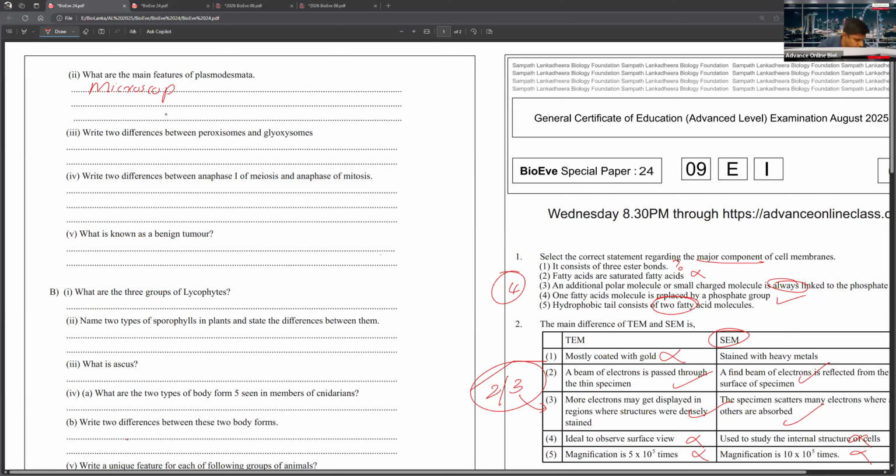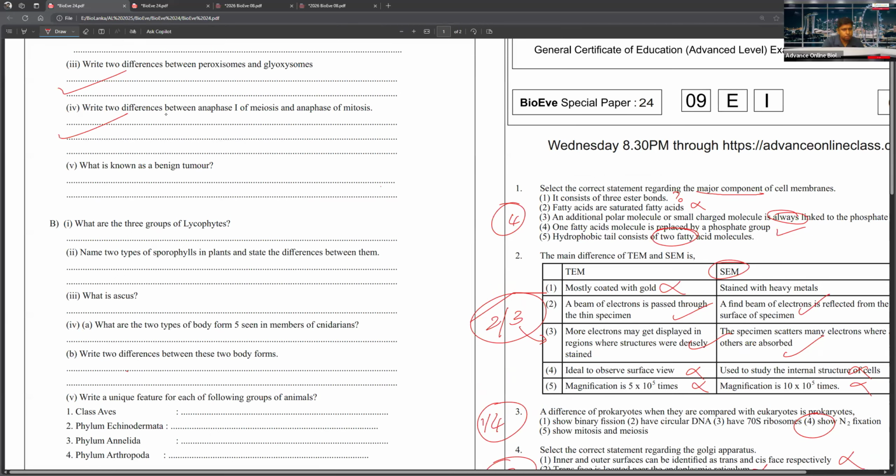Sister chromosomes. Right, next one is what is known as benign tumor. It is a tumor with an abnormal cell lump. It is an abnormal cell lump that remains at the original site.